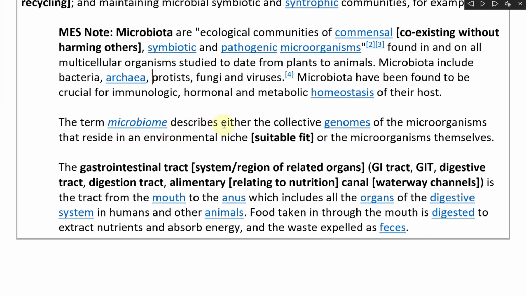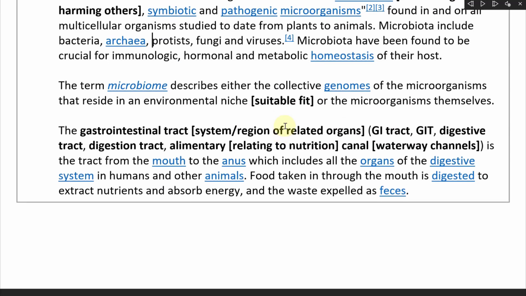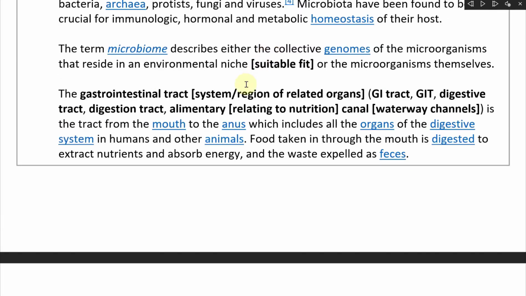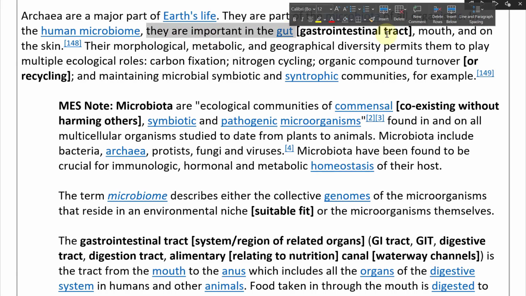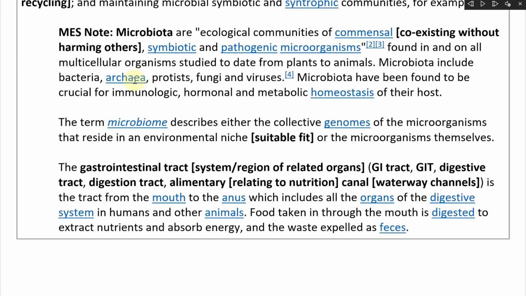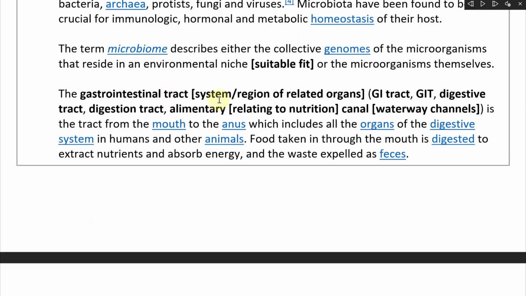The term microbiome describes either the collective genomes of the microorganisms that reside in an environmental niche or suitable fit, or the microorganisms themselves. It could be either referring to the genomes or to the microorganisms themselves, again depending on the context. Let me continue further. So the gastrointestinal tract, because of the microbiota over here. Yeah, it's over here. So they're important in the gut or the gastrointestinal tract in the human microbiome. So the gastrointestinal tract, which is a system or region of related organs, that's a tract, GI tract, GIT, digestive tract.